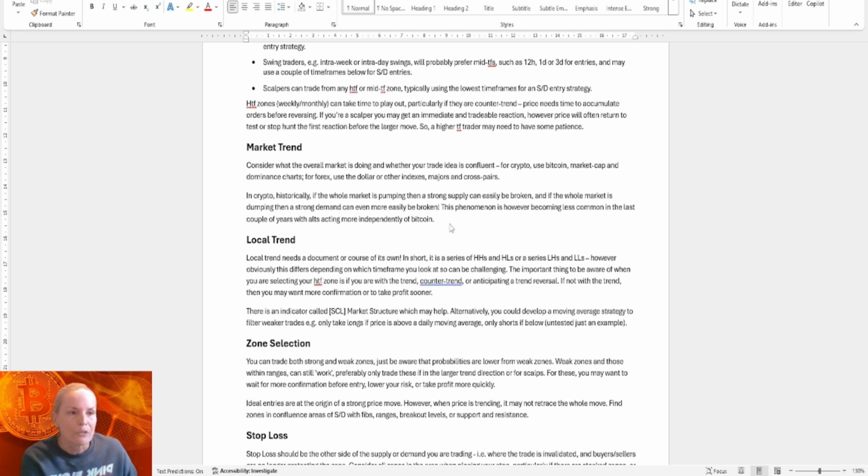So quite often, if crypto isn't ready, then the US dollar pair might hang out until crypto catches up. I've found that quite commonly. And then for FX, obviously I think a lot of people use the dollar, but I also use all the other indexes and the majors and the cross pairs at times as well.